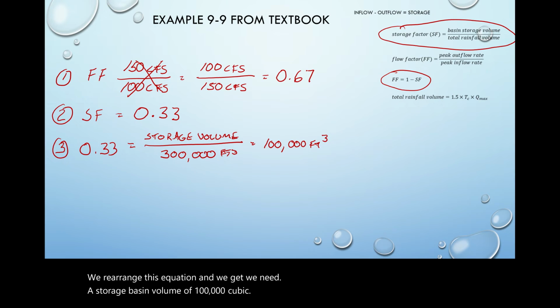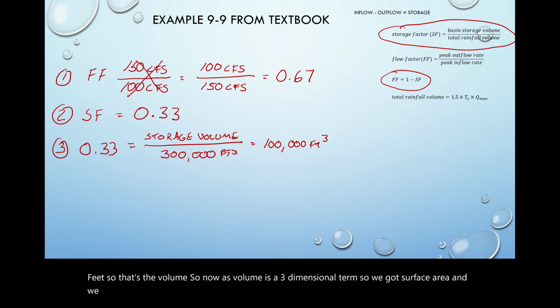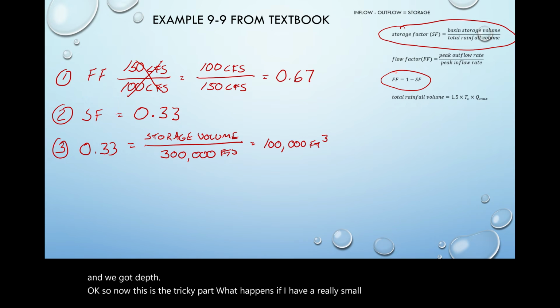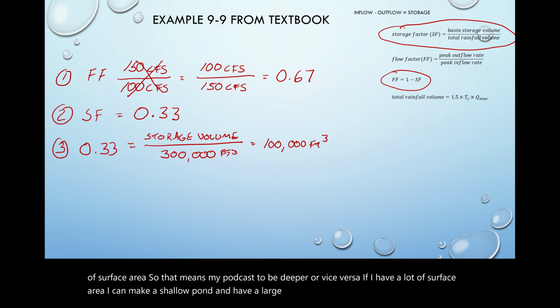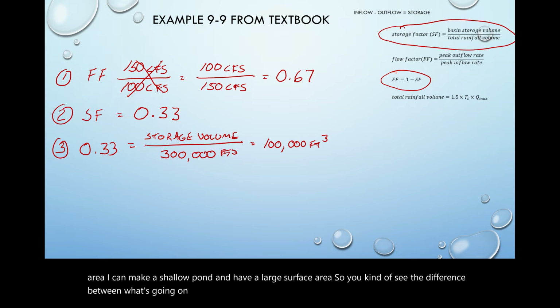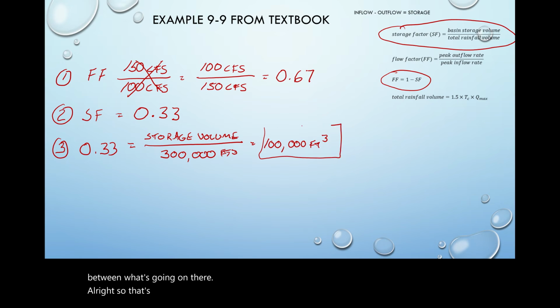So that's the volume. So now, as you know, volume is a three-dimensional term. So we got surface area and we got depth. Okay, so now this is the tricky part. What happens if I have a really small area and I don't have a lot of surface area? So that means my pond has to be deeper. Or vice versa, if I have a lot of surface area, I can make a shallow pond and have a large surface area. Okay, so you kind of see the difference between what's going on there. All right, so that's the answer to that one. So think of it as a percentage of the total flow. That's what this is.